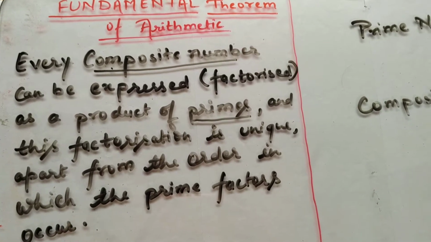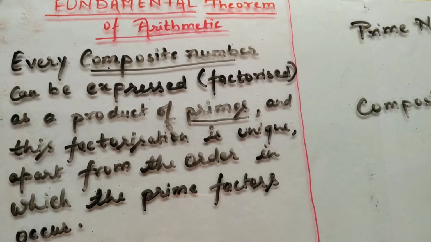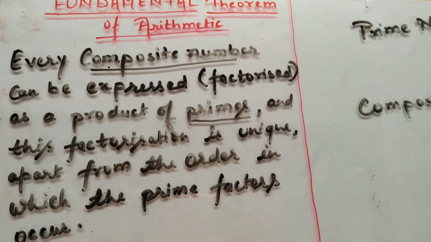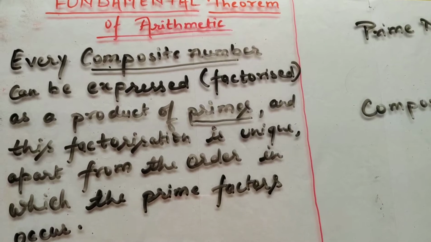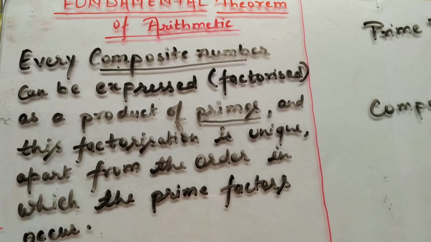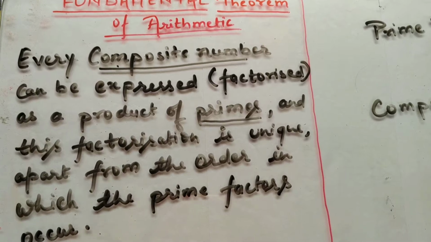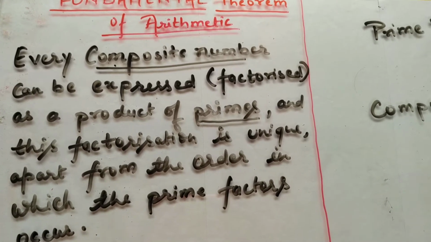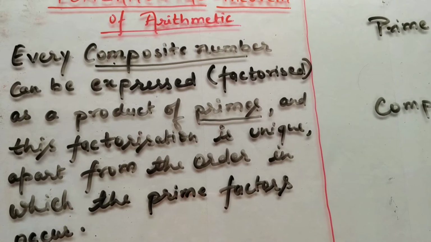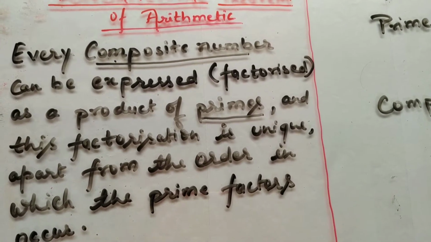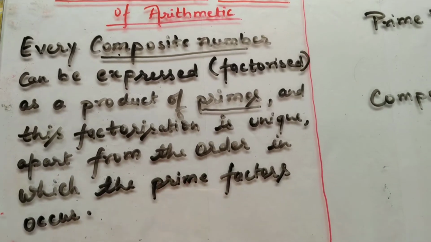Hello student, today we are going to cover the next topic, the fundamental theorem of arithmetic. Now let us see what the fundamental theorem of arithmetic is. Every composite number can be expressed or factorized as a product of primes, and this factorization is unique apart from the order in which the prime factors occur.